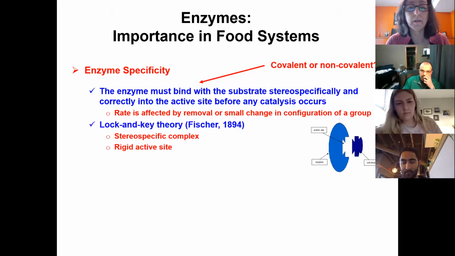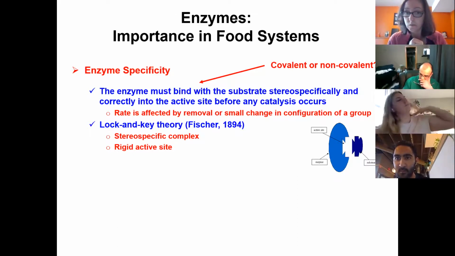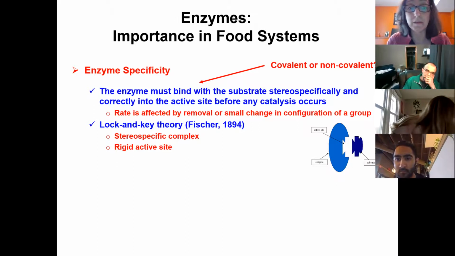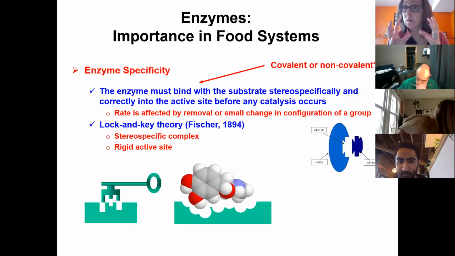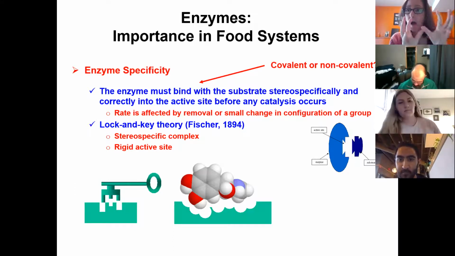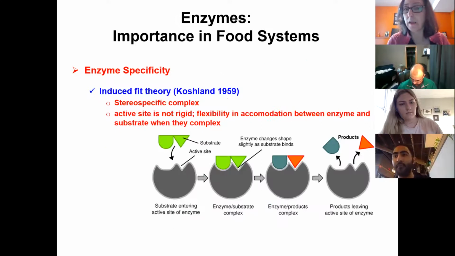So in the olden days, back in the 1800s, they thought of it as a lock and key theory, where the key has to fit the lock. Otherwise, the reaction doesn't form. So it's not only stereospecific, but the active site is rigid. It doesn't change in structure. It's a lock, like you have the lock on the door and then the key. Nothing is flexible. But that theory is not correct.